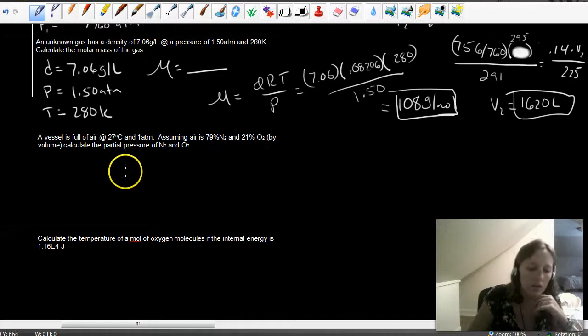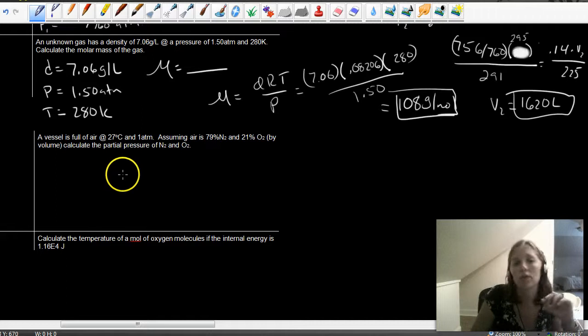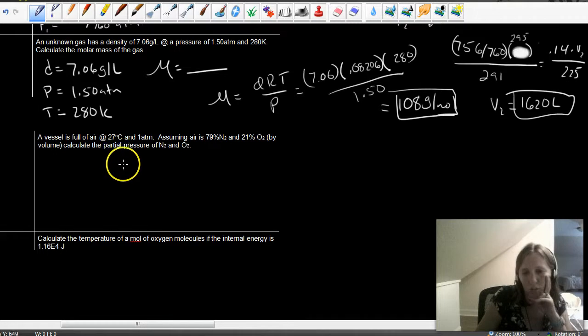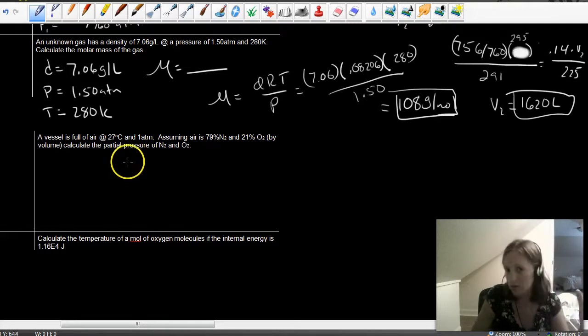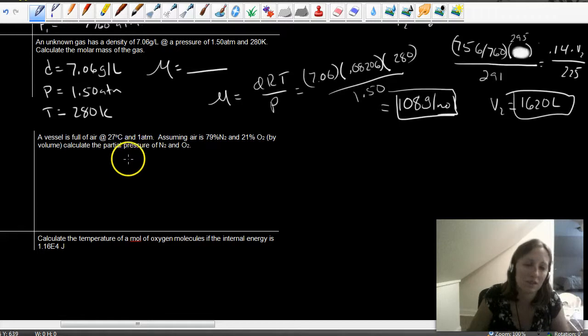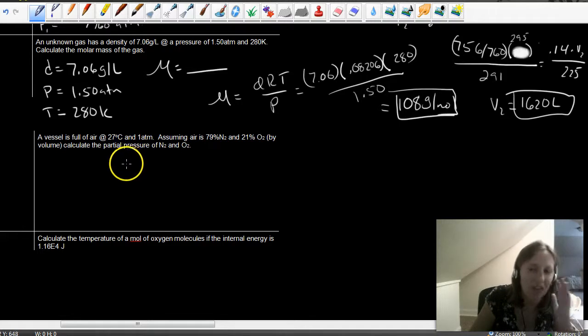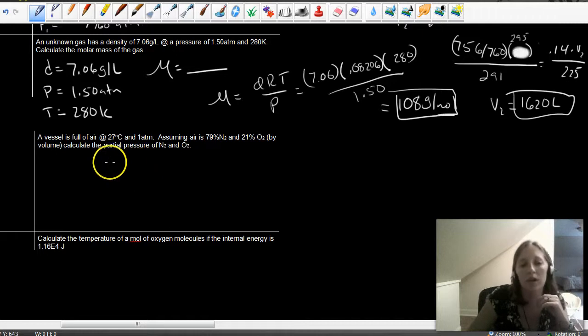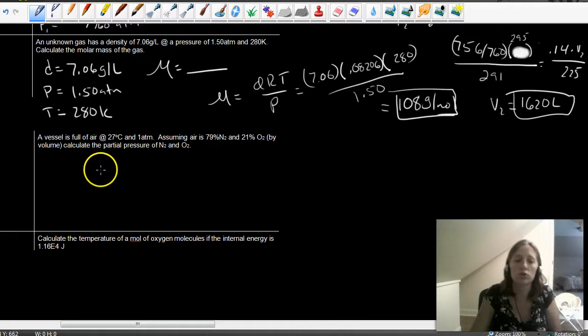All right, number 4. A vessel is full of air at 27 degrees Celsius and 1 atmosphere, assuming air is 79% nitrogen and 21% oxygen, the diatomic ones, by volume, which is an assumption because there are a couple of other things in the air. But we just want to deal with 2 things because that makes the Dalton's partial pressure formula easier than using 6. Calculate the partial pressure of N2 and O2.